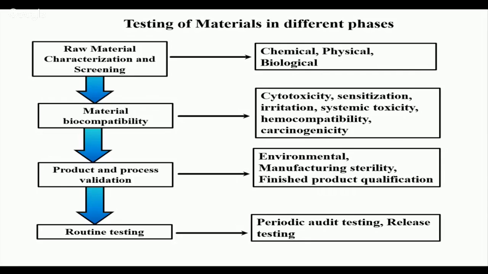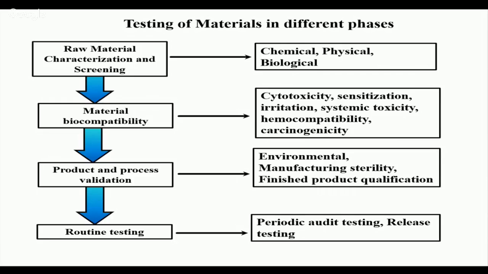like cytotoxicity. So if cells adhere on the material surface, are they dying or not? And if they can adhere to the surface, quantitatively how many cells can adhere and proliferate, differentiate or migrate. All these activities you need to see. Similarly, you need to see whether it has any irritation activity or systemic toxicity, hemocompatibility, even carcinogenicity if it is there. You need to test all these.